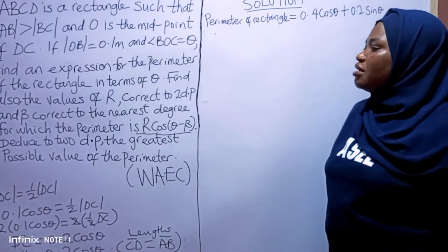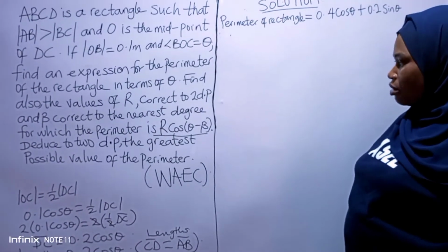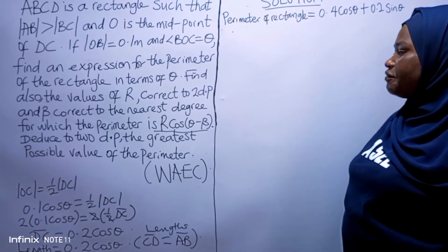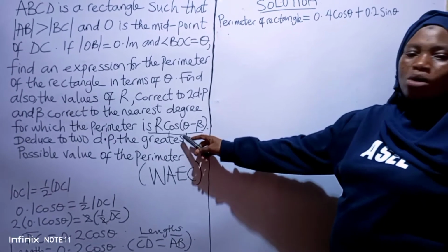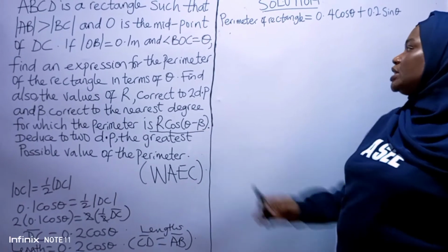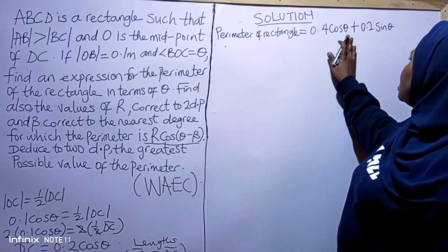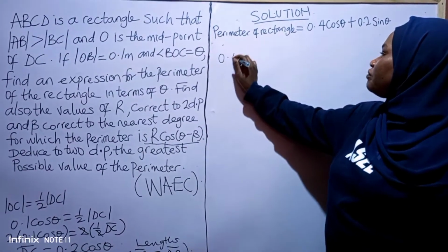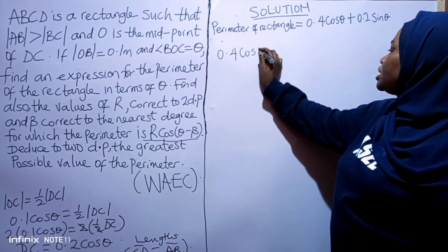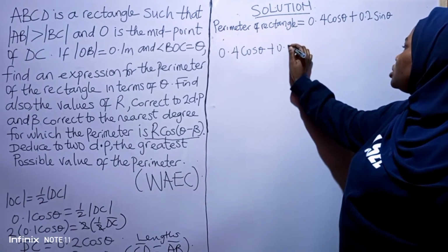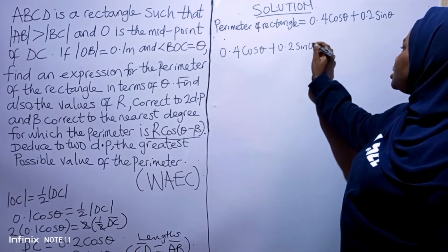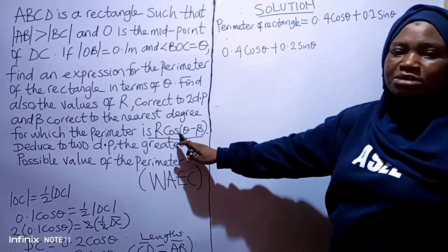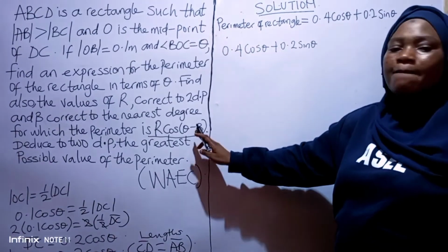Back to the question. Find also the values of R correct to 2 decimal places and beta correct to the nearest degree for which the perimeter is R cos(theta minus beta). So we have known our perimeter to be equal to 0.4 cos theta plus 0.2 sin theta. But according to this question, the perimeter is the same thing as R cos(theta minus beta).